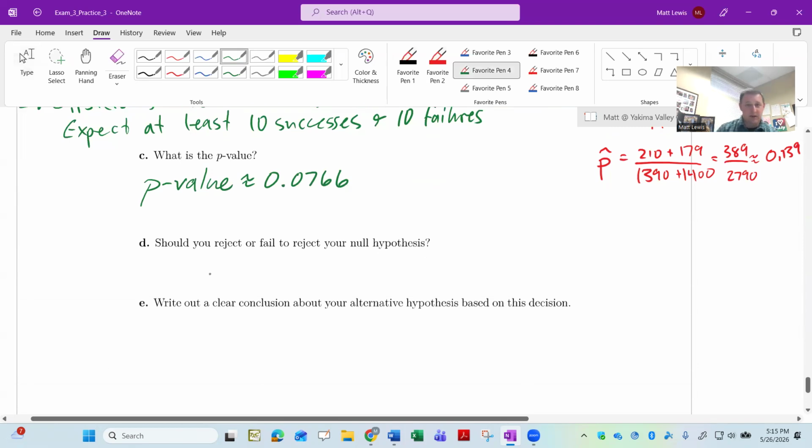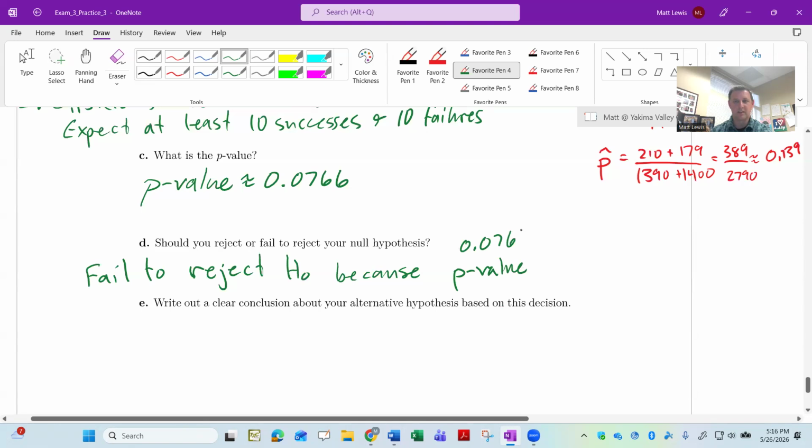Similar to our last problem, it's a somewhat small p-value, but just not quite small enough, right? So we fail to reject the null, because our p-value of 0.0766 is greater than our level of significance of 0.05.